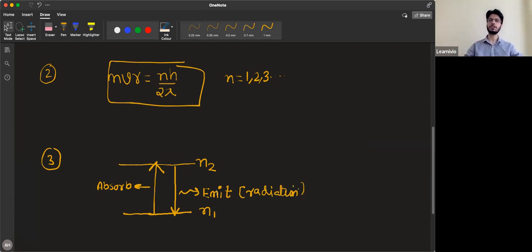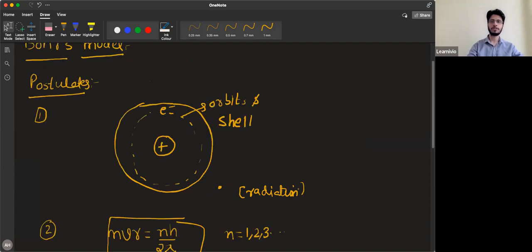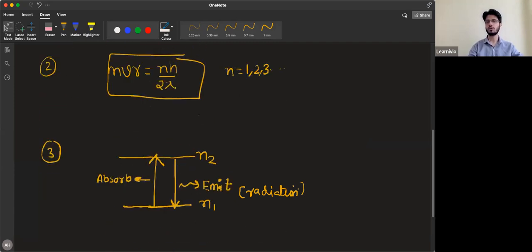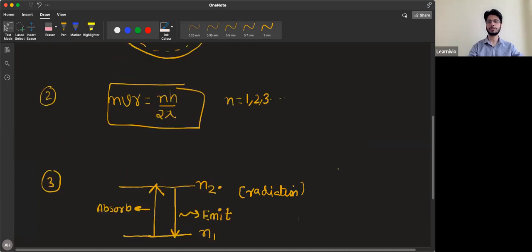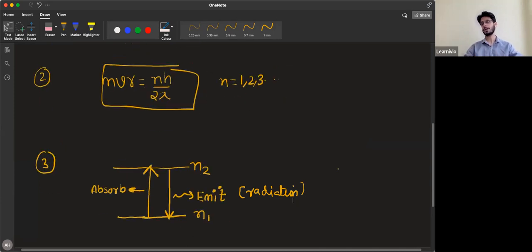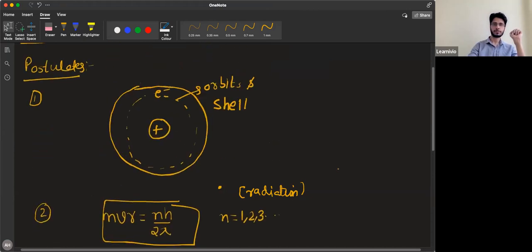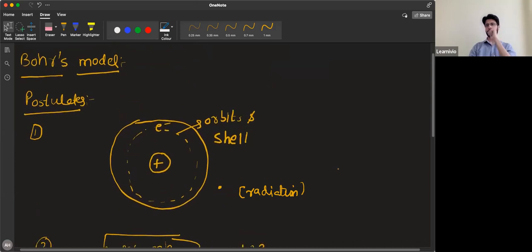On these postulates, the whole model of Bohr is based. See, in all these three postulates, there is no discussion of electron-electron interaction, which means you can use the Bohr model only if you have a single electron. But if you have an atom which has multiple electrons, the Bohr model is not valid. The Bohr model is valid only for a single electron atom. Note it down.